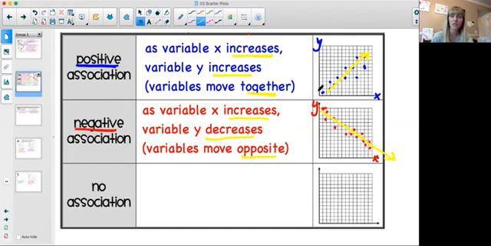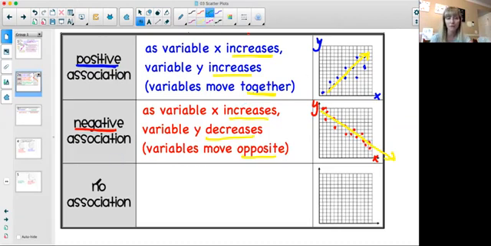Positive association will show a positive general slope. As one variable increases, so does the other one. And negative association will show a general negative slope. And that means as one is going up, the other is going down. So positive association, negative association. And then there's, of course, one more option.